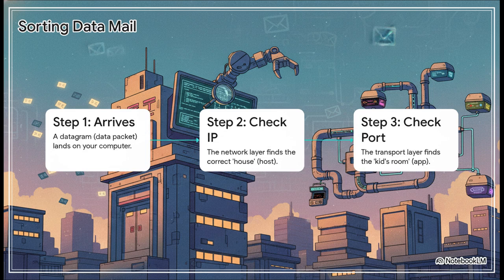So picture this. A datagram, our little digital letter, lands on your computer. Step 1. The network layer checks the IP address and says, yep, this is the right house. Step 2. Then the transport layer looks at another piece of info on the envelope, the port number. Just think of a port number as the specific kid's room number. Netflix gets one room, your browser gets another. That's how it knows exactly where to deliver the data.